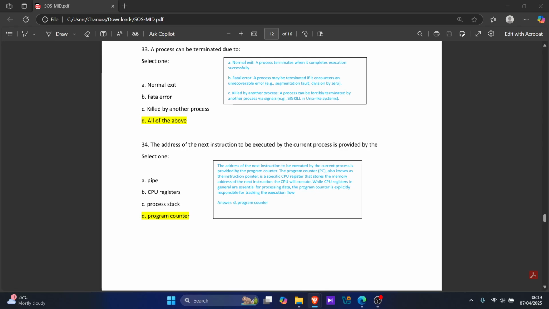The correct answer is D. All of the above. A process can be terminated for the following reasons. A. Normal exit: the process completes its execution and exits voluntarily. B. Fatal error: the process encounters an unrecoverable error. C. Killed by another process: a signal or command is sent by another process or user to terminate it. Thus, all options are valid, making D the correct choice.